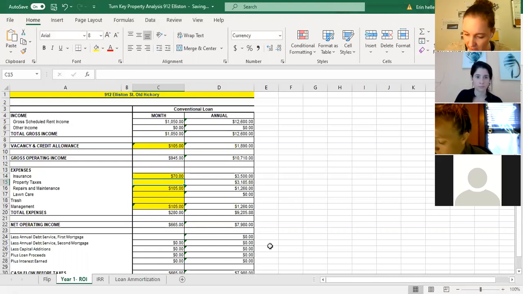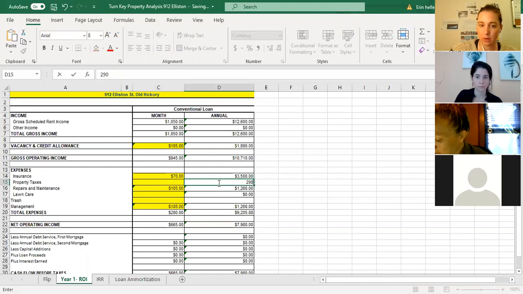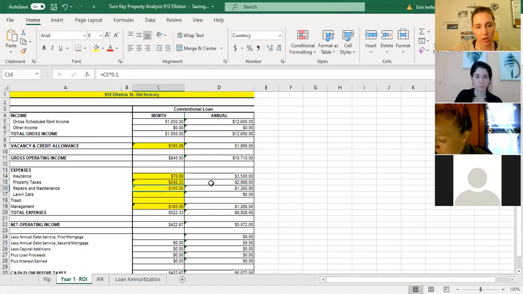Property taxes, we said, were $29.08 annually. So we want to figure out what that is month to month. So I'm just going to take that $29.08 divided by 12. We're looking at $242.33.